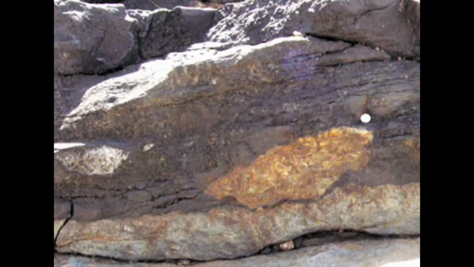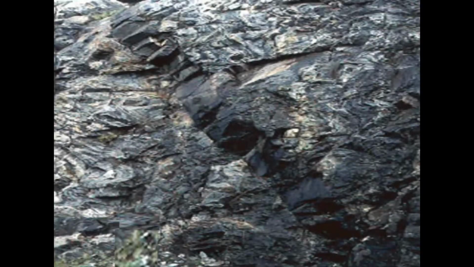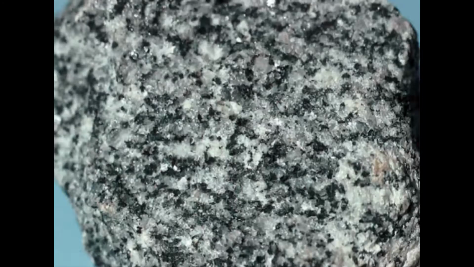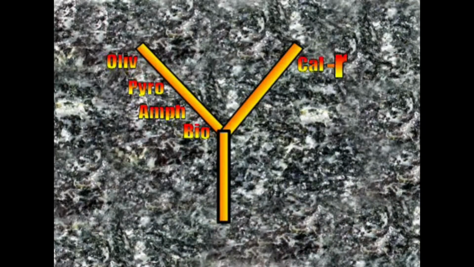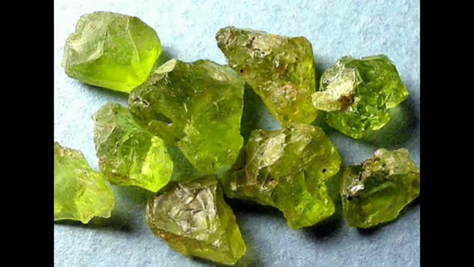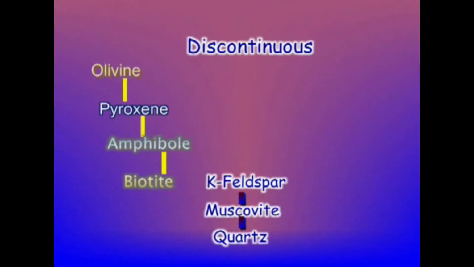The mafic, that is magnesium-iron, minerals interact with the remaining magma and give rise to mafic minerals of different structure as the temperature falls. These define the discontinuous reaction series. If we move from top to bottom, that is, from olivine to biotite, there is a decrease in temperature and the structure evolves from mesosilicate to phyllosilicate.